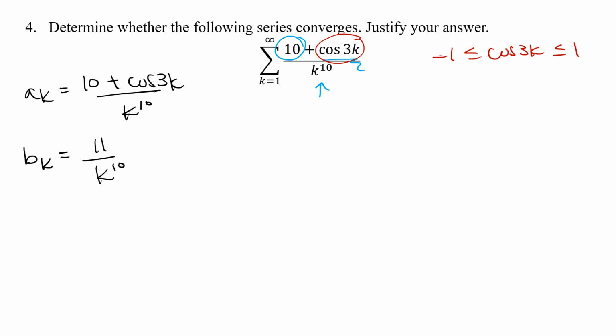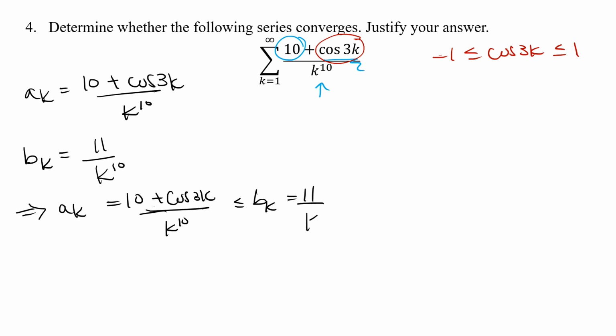All right, so therefore, we can say for sure that our a_k, which is our 10 plus cosine 3k over k to the 10, is indeed less than or equal to our b_k, which is the 11 over k to the 10. If we take a look at our exponent here for our b sub k, then based off of the p series, the value of p is 10, and that's indeed bigger than 1. So based off of the p series, it converges.